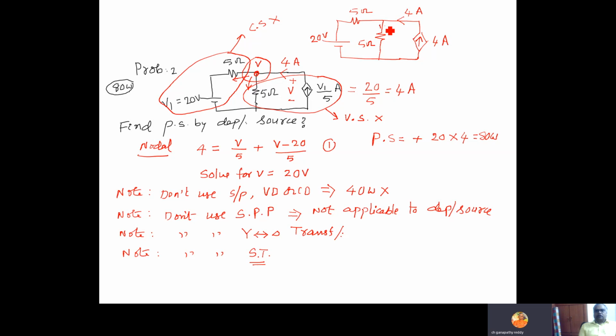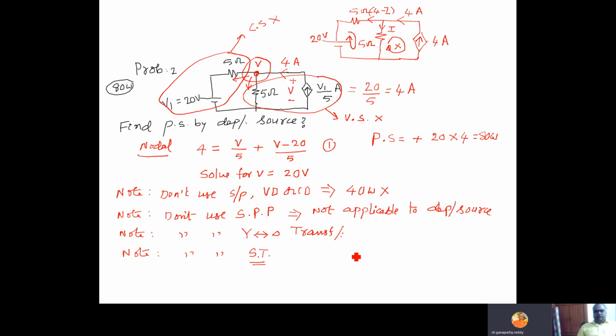Assume this current of I. If this is I, this will become 4 minus I. Now you write one mesh equation in this loop. Don't write a mesh equation in this loop. Why is this not allowed? Because of the current source.